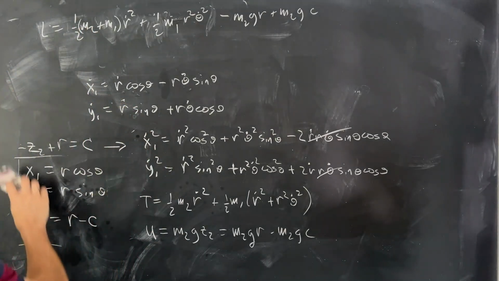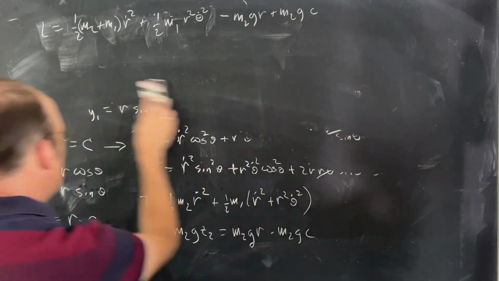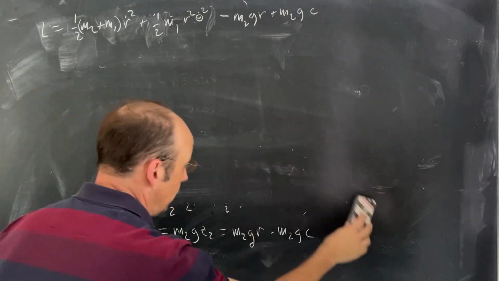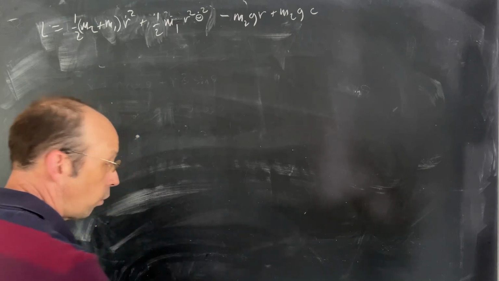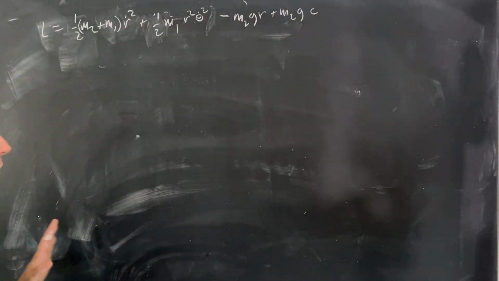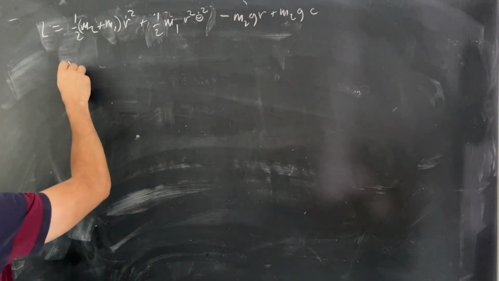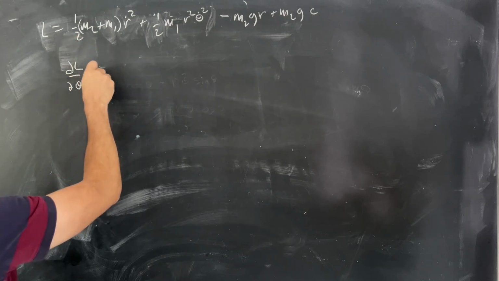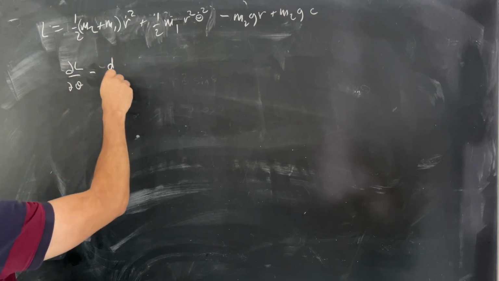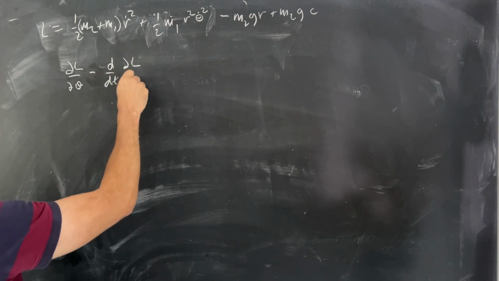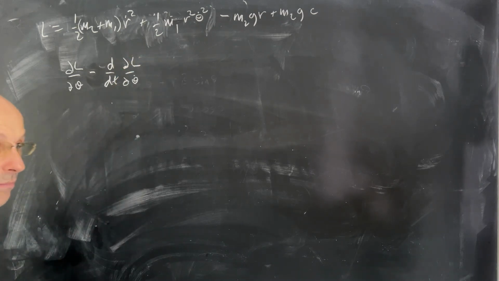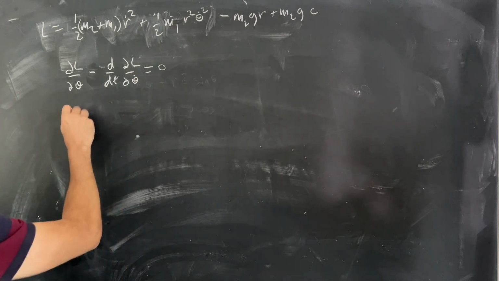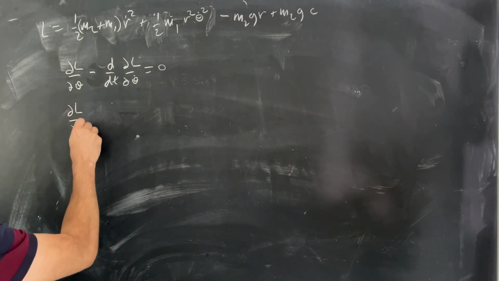Okay, so now we have a Lagrangian with two generalized coordinates. That means that we're going to get two Euler Lagrange equations. Let's do theta first. So I have the partial of L with respect to theta minus the derivative with respect to time of the partial of L with respect to theta dot equals 0. So let's start with this, the partial of L with respect to theta.